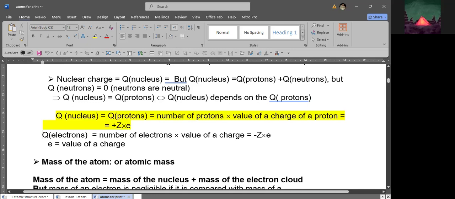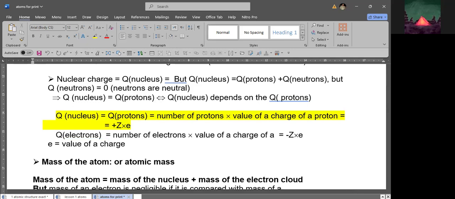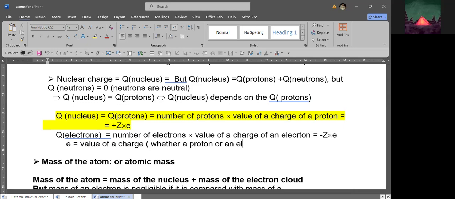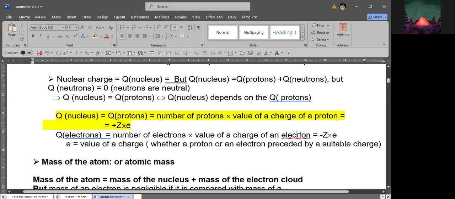Another for the Q of electrons, the charge of the electrons, is the number of electrons times the value of the charge of an electron, which is equal to Z times E, of course preceded by a negative sign. So this is Z E and this is negative Z E. E is the value of the charge, whether of a proton or an electron, preceded by a suitable sign, meaning either negative or positive. Okay.